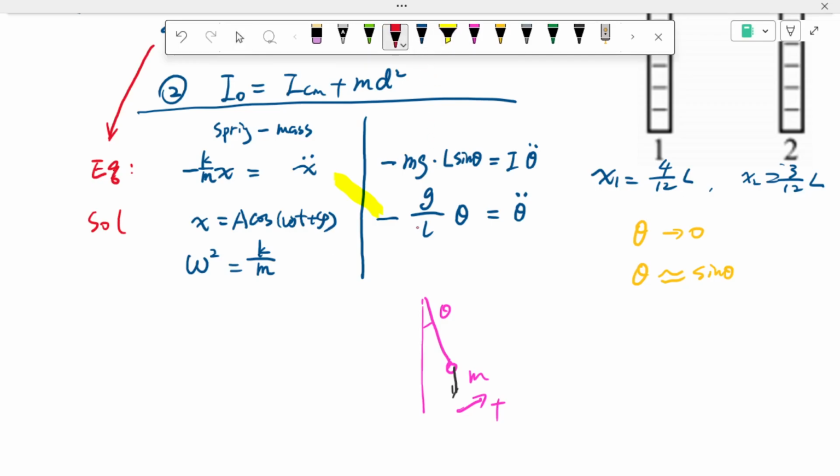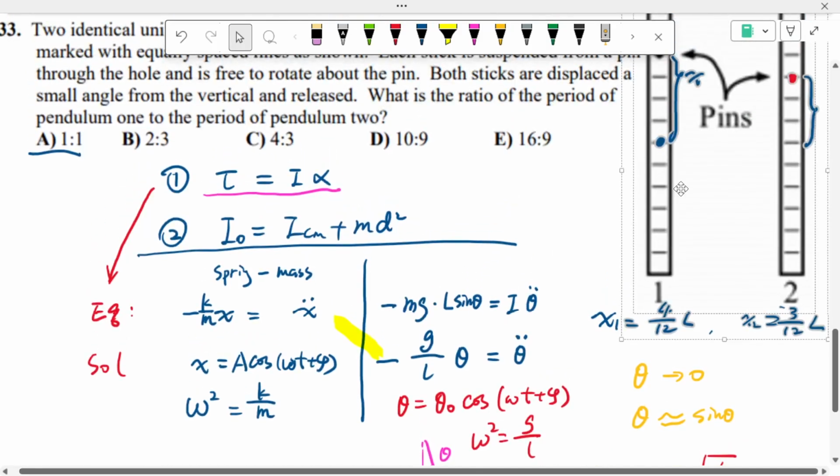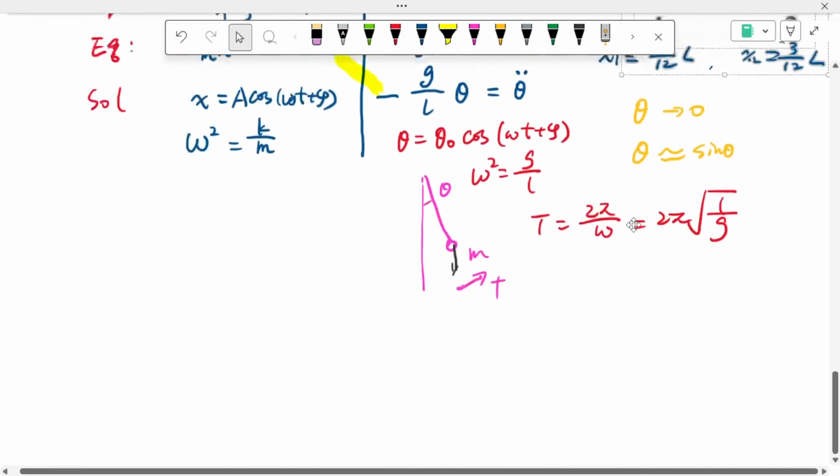So what is the solution then? The solution would be theta equals theta zero, where theta zero is the maximum angular displacement, times cosine, or you can use sine, of omega t plus phi. Omega squared is the coefficient of theta, right? g divided by L. So that's why T equals 2 pi over omega, which is 2 pi square root of L divided by g. This is the period for a pendulum, right? Okay, so back to this one.